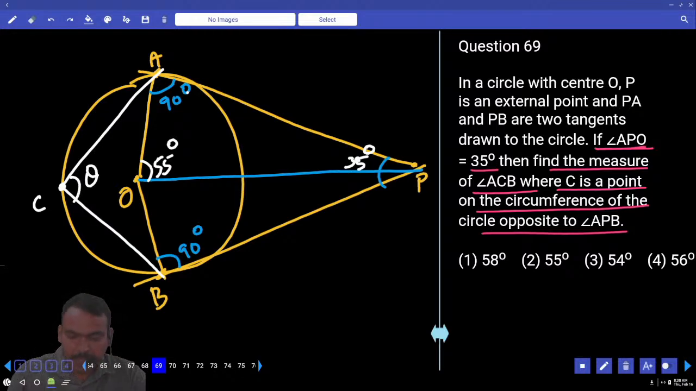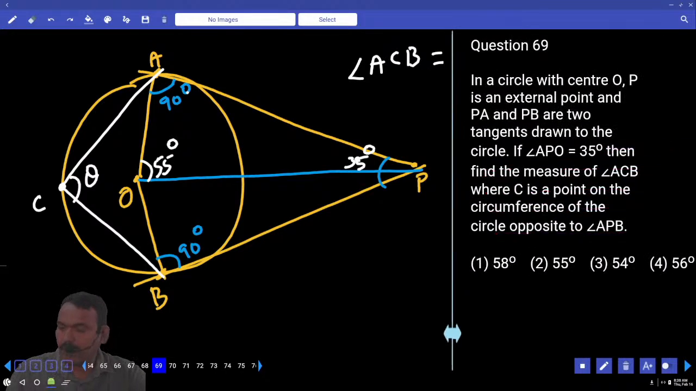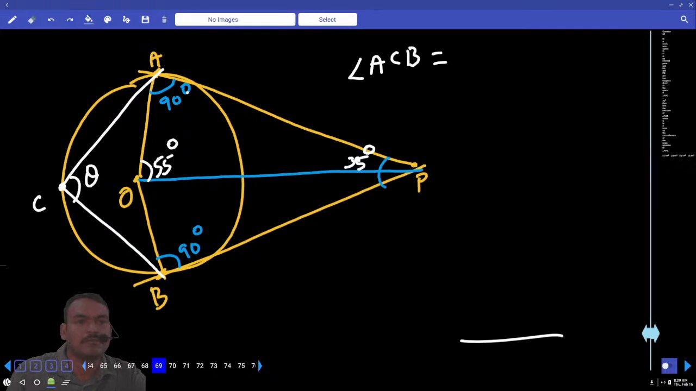Okay. What is the question here? We require angle ACB. Find the measure of angle ACB. Which one do we require, the ACB value or not? This ACB value is equal to which one? Here, how many degrees is already given? 55. Same triangle, same angle or different angle? Same angle. Means here how many degrees are there?